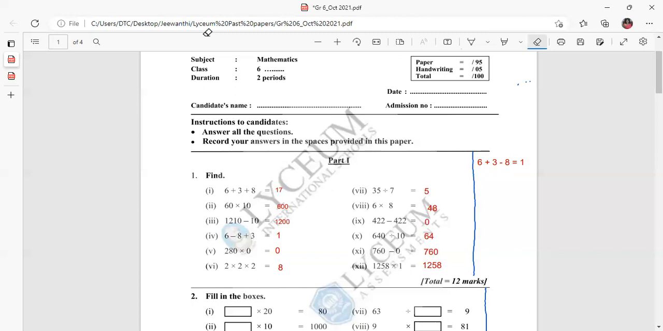So then the fifth one, they check whether you know how to multiply a number by 0, then it gives us 0 itself. So then the sixth one, it's from your chapter 12, factors and indices, that when you multiply the same number by itself, 2 times 2, 4, 4 times 2, 8. Then the next one, it's just about the multiplication table. 35 divided by 7 and 6 times 8.